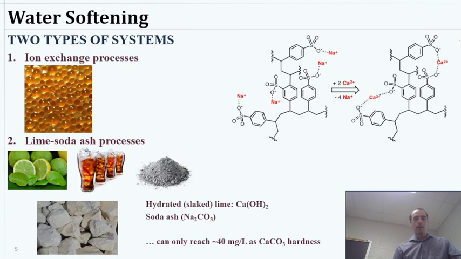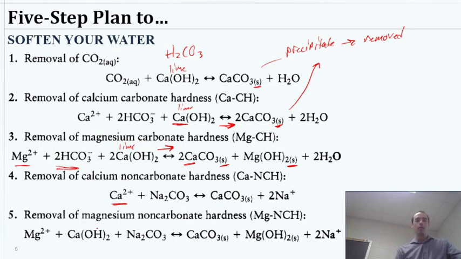And backing up a step, I said we can only really practically reach about 40 milligrams per liter as CaCO3. And we see now why, because these are all equilibrium reactions. And while we can force them to the right, this last step in particular, we can only force it so hard; there's just going to be some residual. But by that point, if we were to scroll back in our mind to the different lecture slides, 40 milligrams per liter as CaCO3 is pretty soft water. Okay, so that's within the classification of soft water.